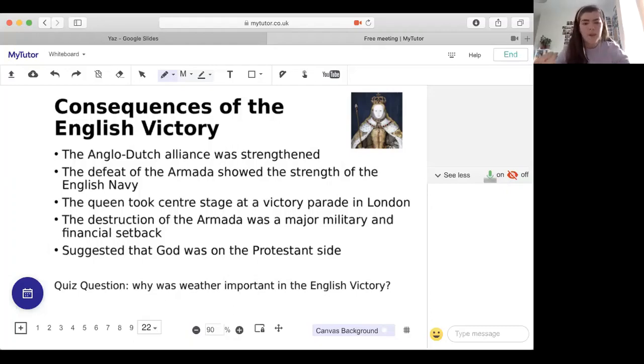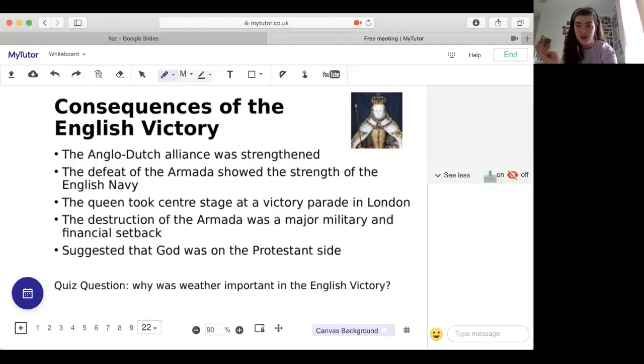So why was weather important in the English victory? It doesn't seem like a very obvious thing. Most people think of strategy and weapons when it comes to war, but why was weather important in the English victory? What effect does it have on the Navy, and what effect does it have on morale?